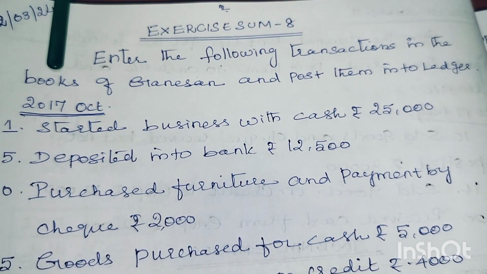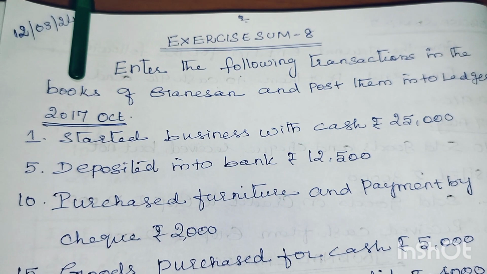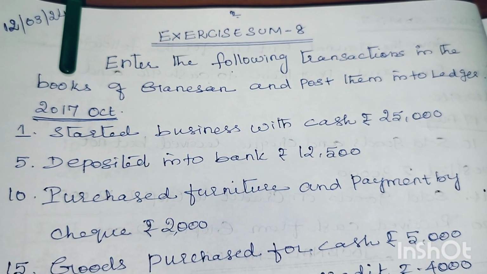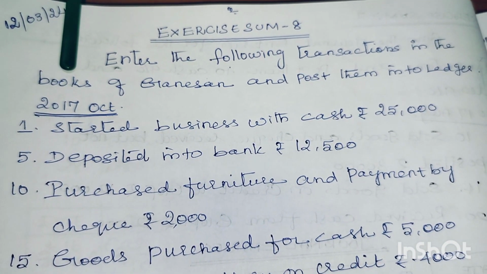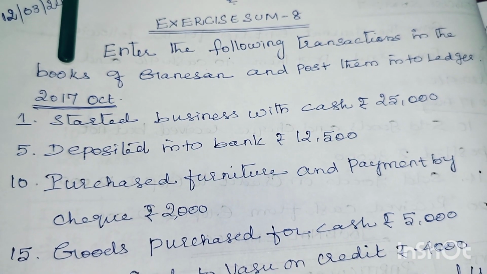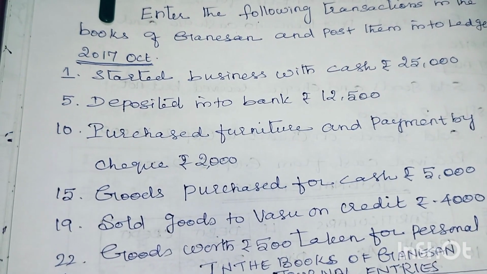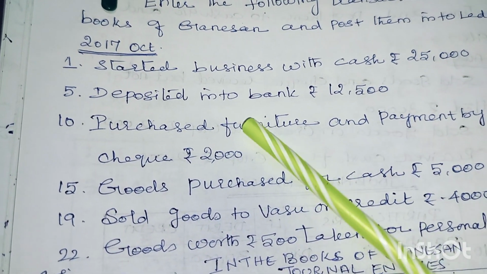In this video, we are going to learn about 11th Standard Accountancy, Chapter 4, Ledger Exercise Sum 8. Enter the following transactions in the books of Ganesan and post them into Ledger. The transactions are given below. Let me do one by one.